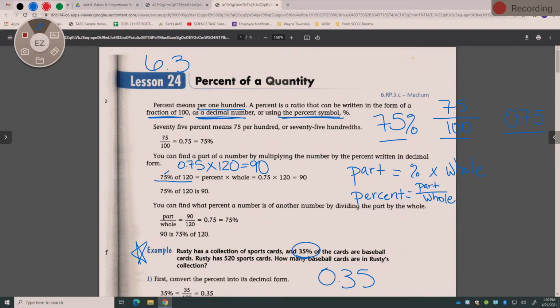We already know that the part equals the percent times the whole. So 0.35 times 520 is going to tell us how many of his sports cards are baseball cards. And when we multiply that out, we get 182. So in this case, it was the percent, transformed into a decimal, times the total number of cards, that gave us how many of them were baseball cards.